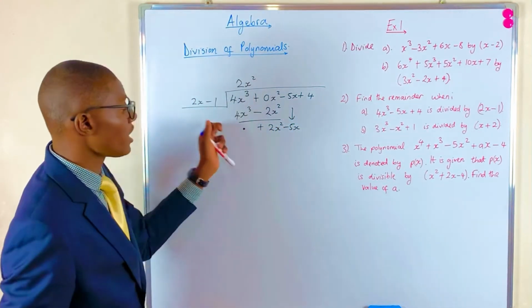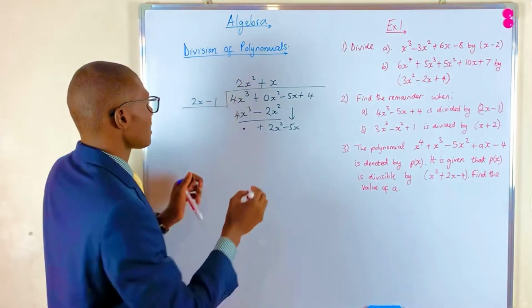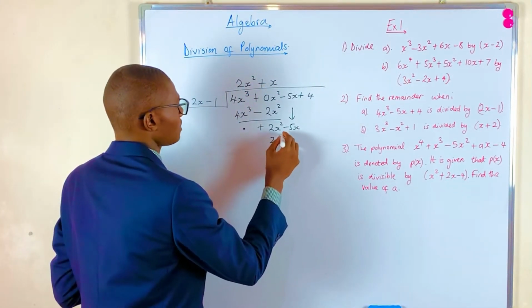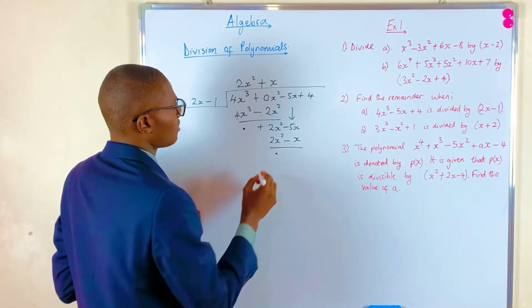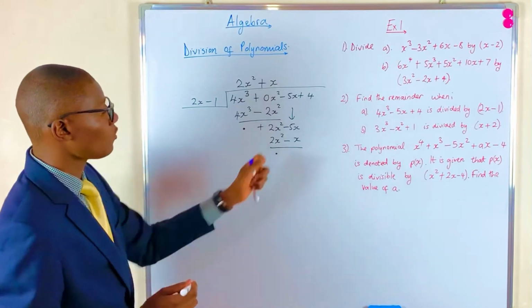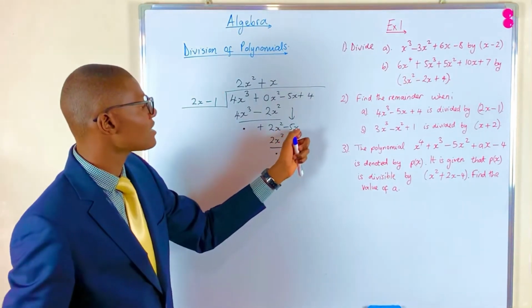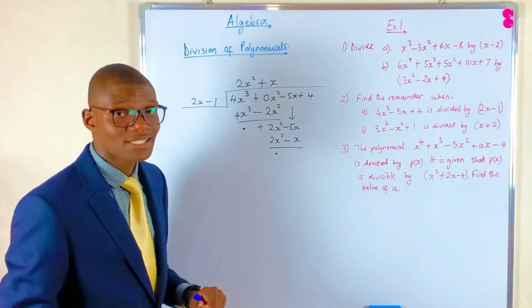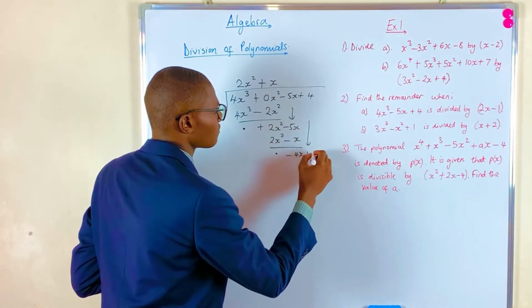To say 2x into 2x squared, we get an x. And x times 2x, we get 2x squared. Minus x times 1, that's an x. Minus x. So 2x squared minus 2x squared, that's 0. And minus 5x plus x, that will give us minus 4x. And we drop the plus 4 here.